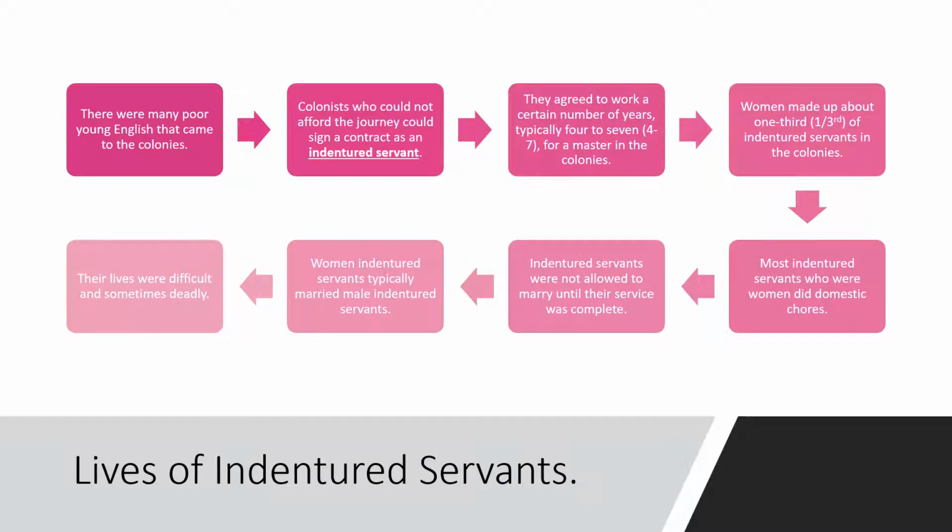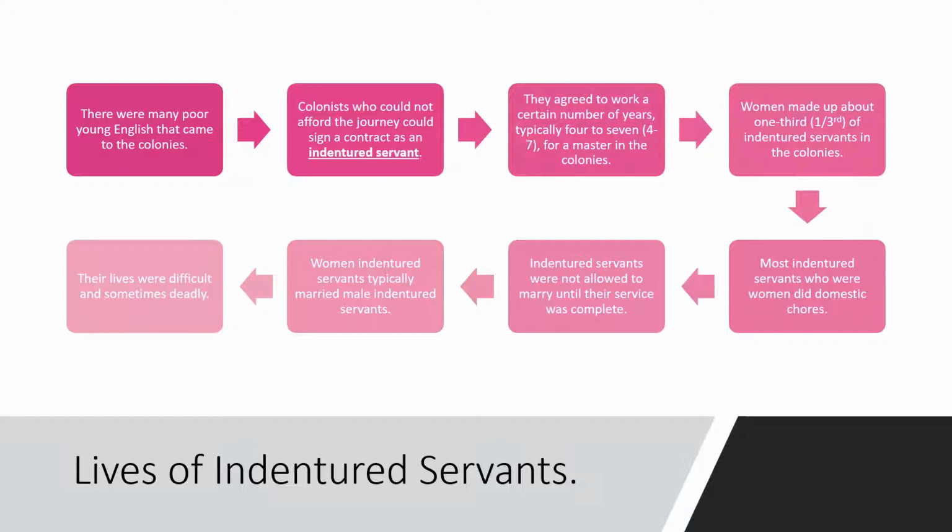The life of an indentured servant. There were many poor young English who came to the colonies, and colonists who could not afford the journey could sign a contract as what is known as an indentured servant. They would agree to work a certain number of years, typically 4 to 7, for a master in the colonies, and women actually made up about 1/3 of indentured servants in the colonies. Most indentured servants were women who did domestic chores.